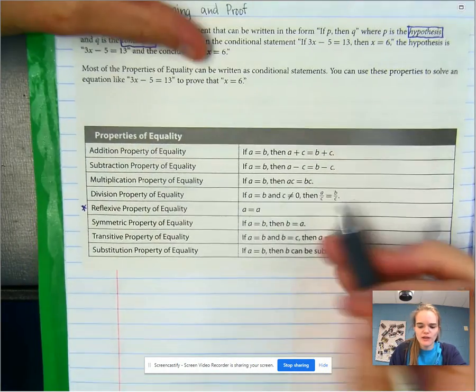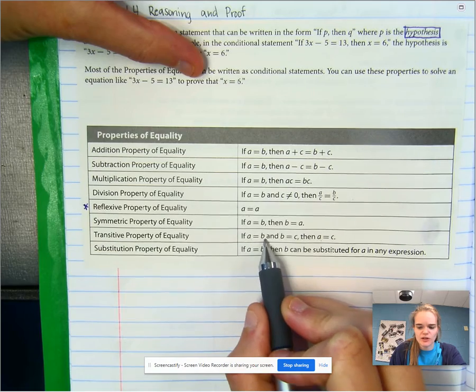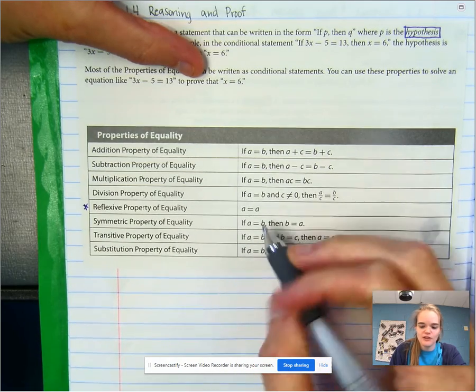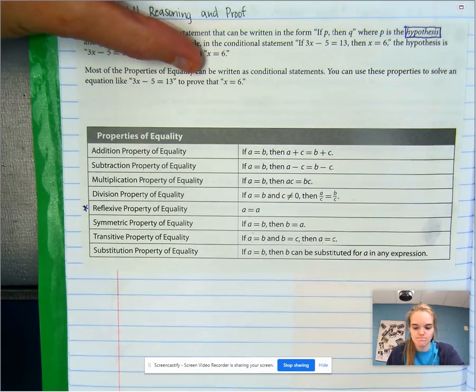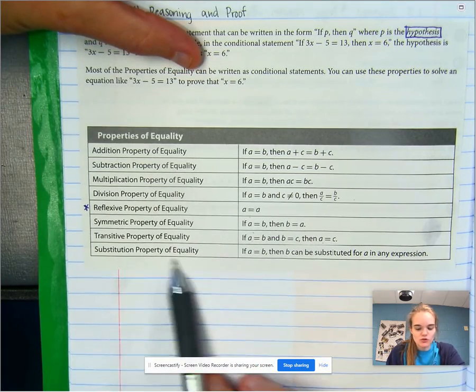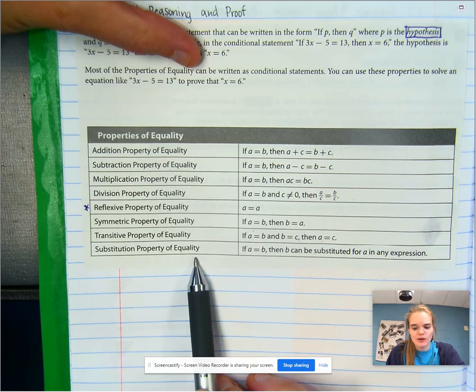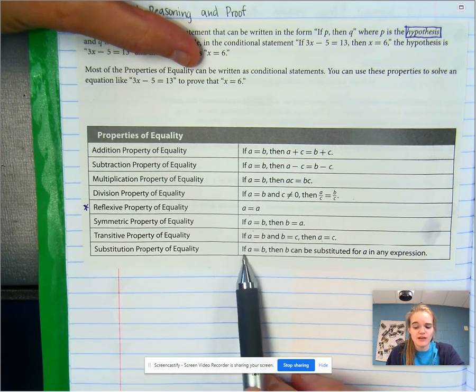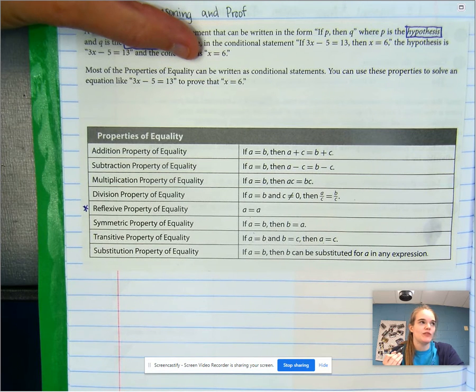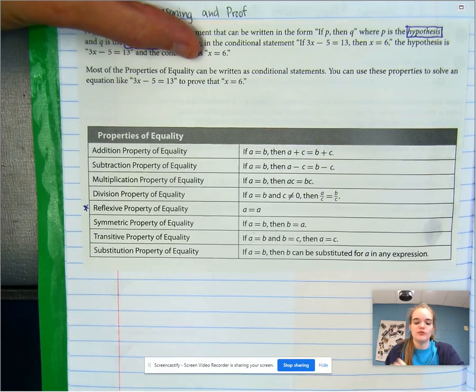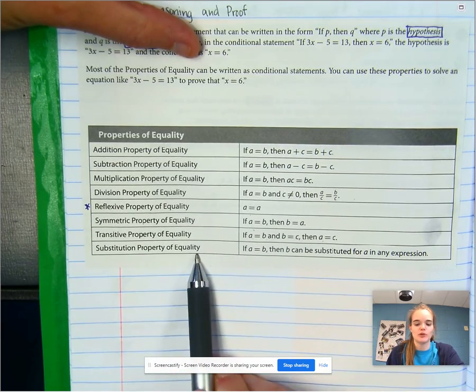But the point is if these two are equal and these two are equal, then obviously the first and the last need to be equal. Okay. Substitution property of equality. You've been using that one a lot. If A equals B, then you can substitute it in an expression. So like if you've had 3x plus 5, and you say, okay, x equals 2, I'm going to substitute that in. That's the substitution property of equality.